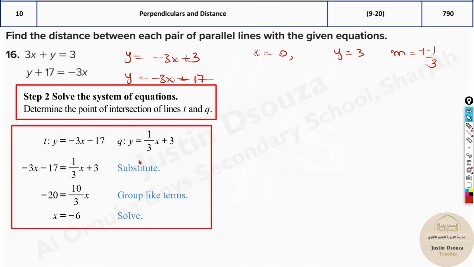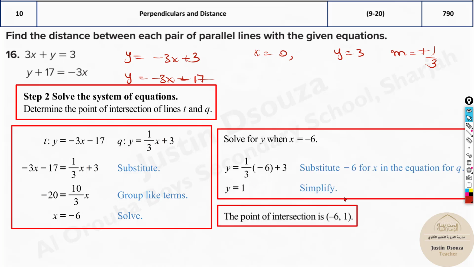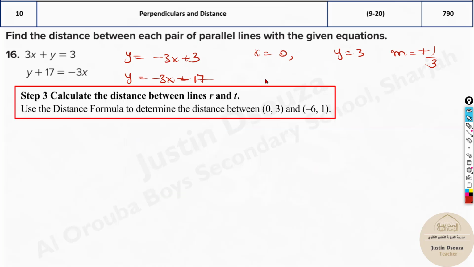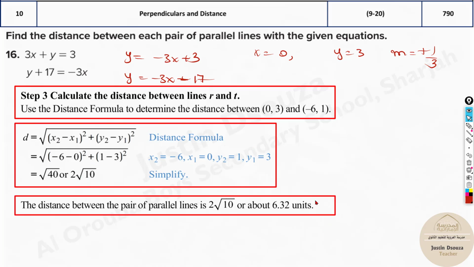And then what you have to do is you have to equate it with the other equation and solve for the x and y value. You get minus 6 and 1. Now just find the distance between 0 and 3 is one point. Minus 6 and 1 is the other point. It's 2 root 10 or 6.32 units.